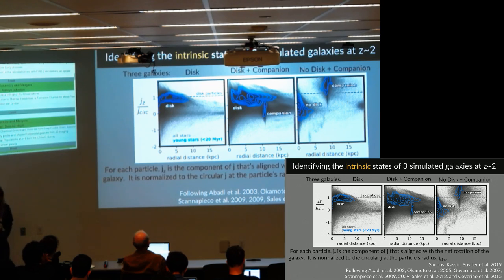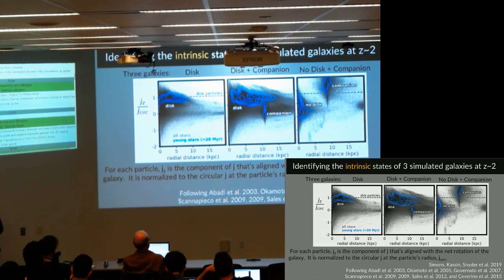So how do we identify the intrinsic state? Many of you have seen plots like this before. We're going to identify the intrinsic state of simulated galaxies by looking at the angular momentum of the particles. And specifically, we're going to look at the angular momentum of the youngest particles, less than 20 million years old, so the young stars. So I'm plotting here Jz over Jcirc, which is a quantity many of you have pioneered.